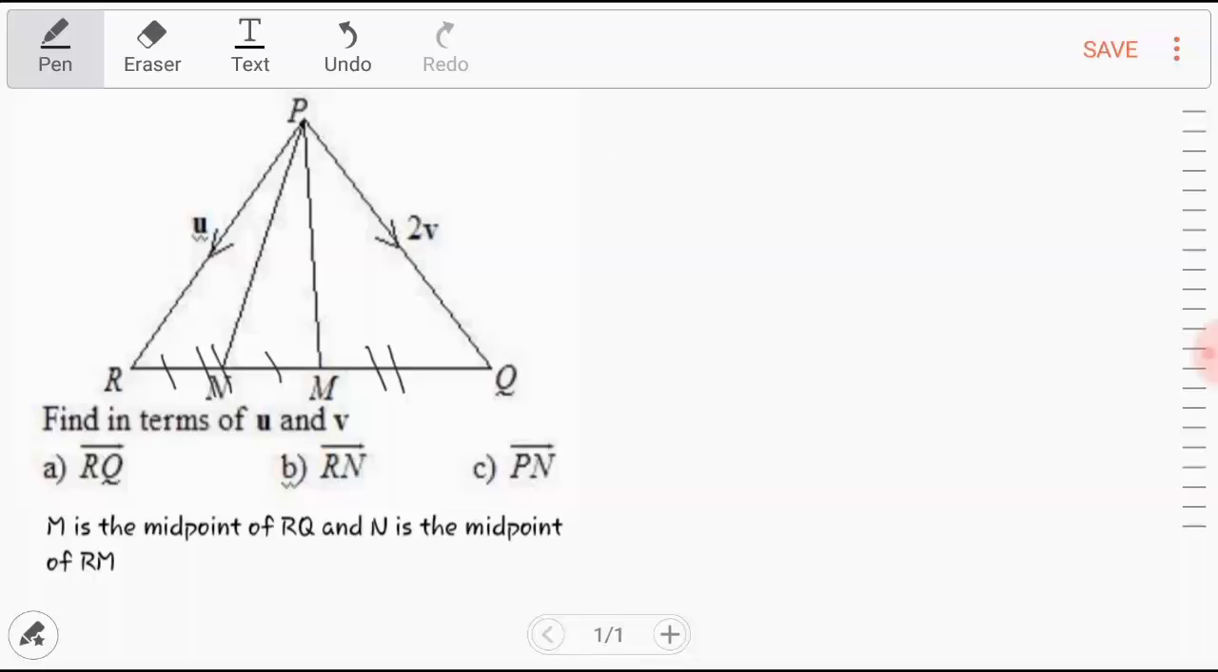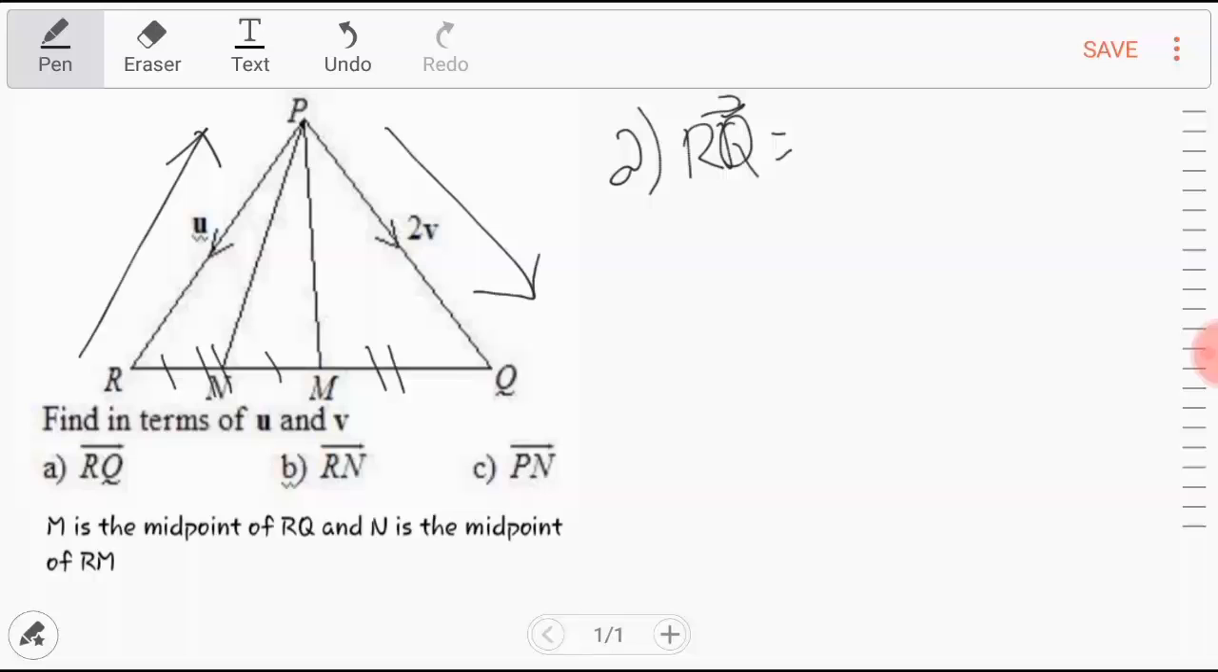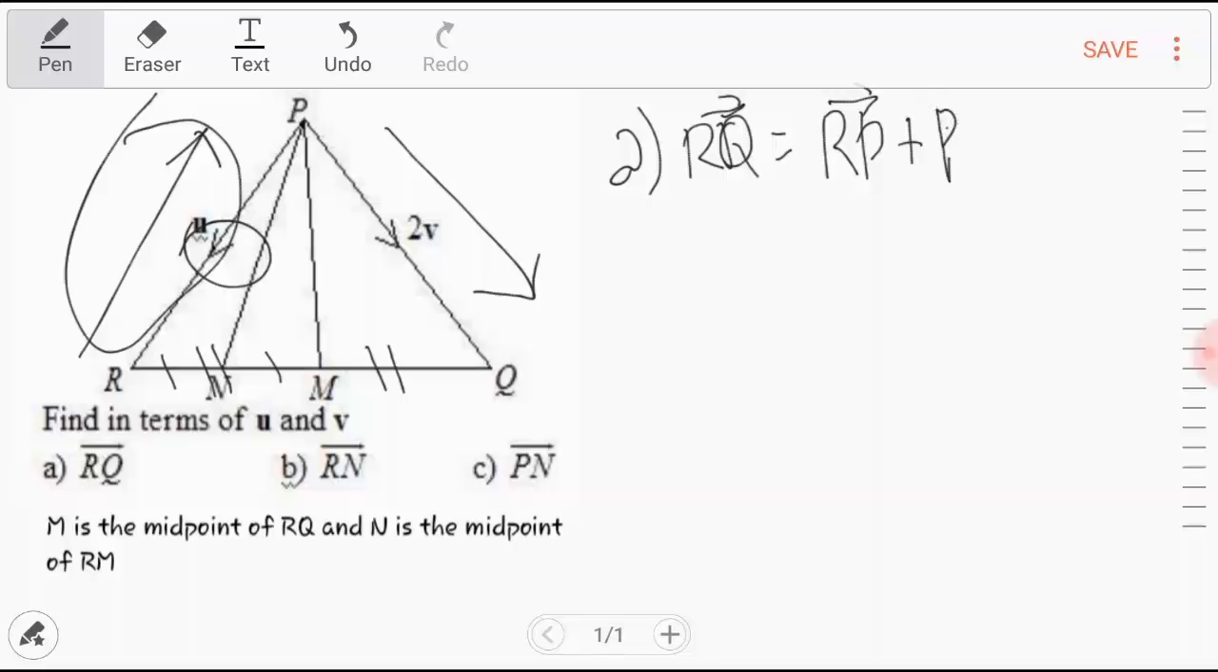Now, how to find RQ? To find RQ, we have to go to RP and then to PQ. Why? Because it's the easiest way. Notice that this and this have opposite directions, which means that the u will be minus. So RP plus PQ like this. So it's minus u plus 2v. So this is RQ.